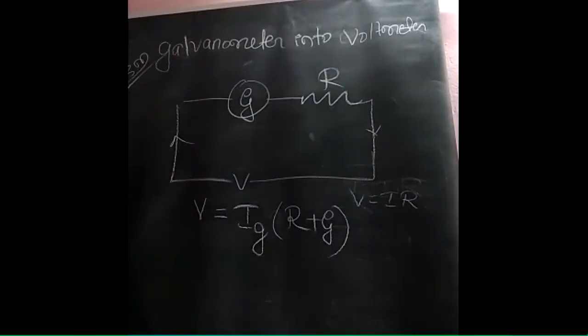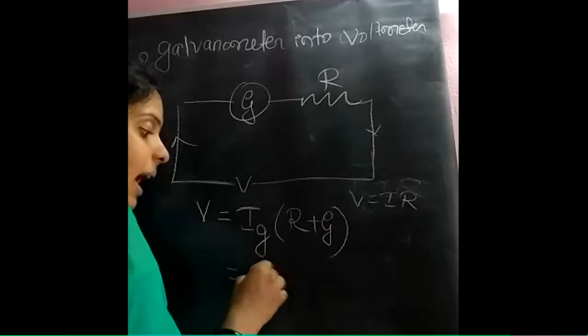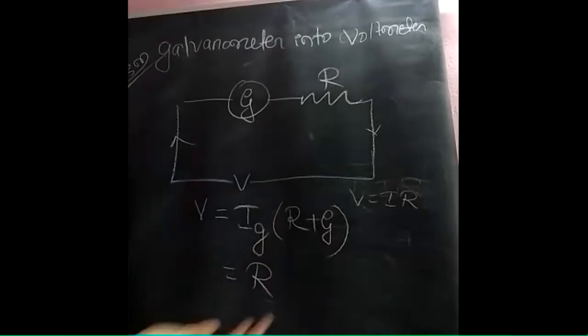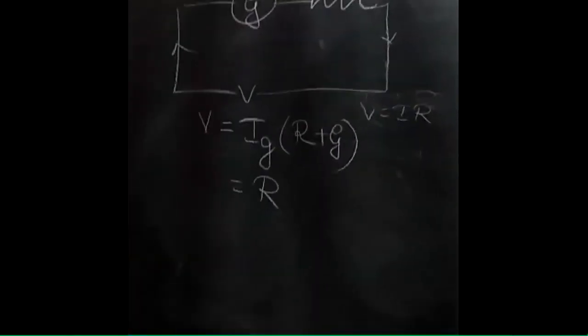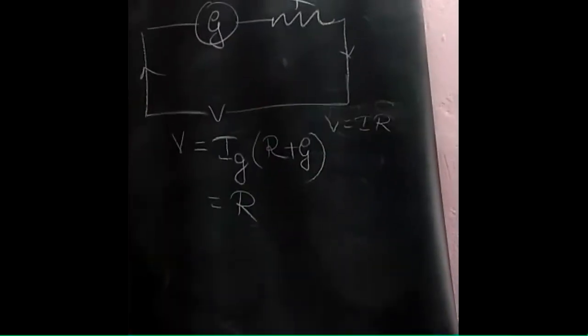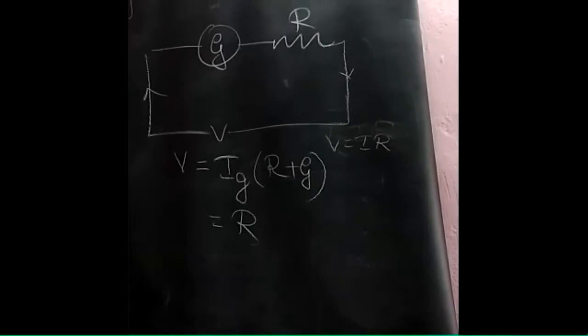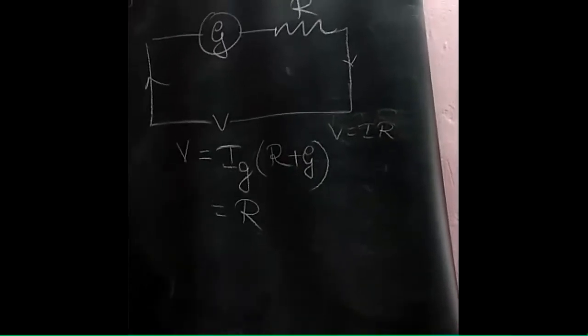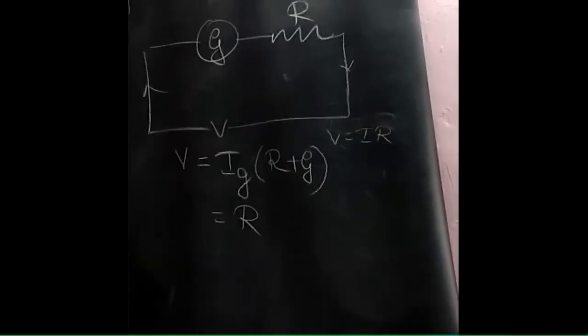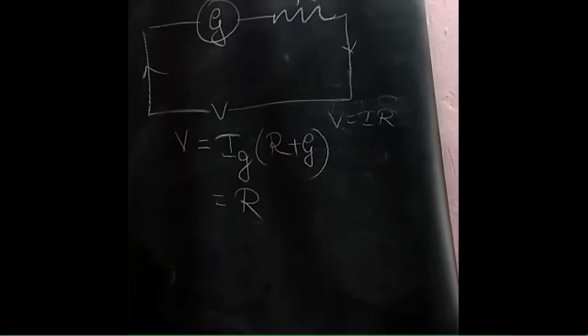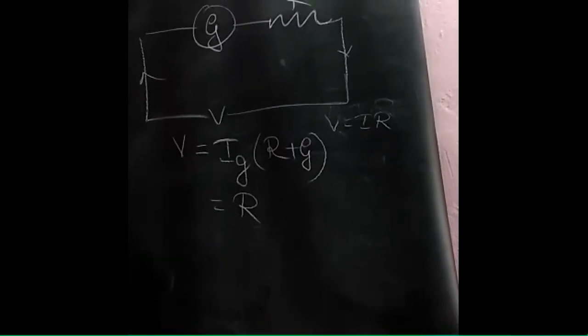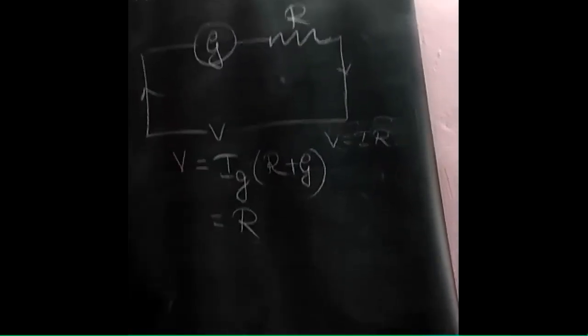What do we need to calculate? We need to calculate the R value. Because in the previous expression, in the conversion of ammeter, we calculated the small resistance S value, the shunt resistance S value. Correct? Here we need to calculate the R value. Right? So how can you do it?